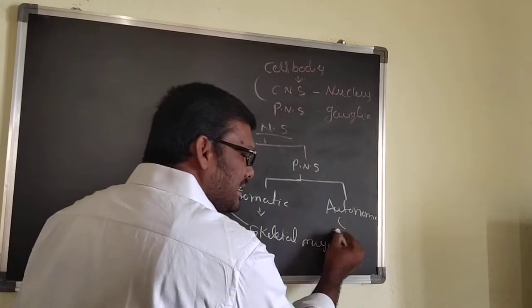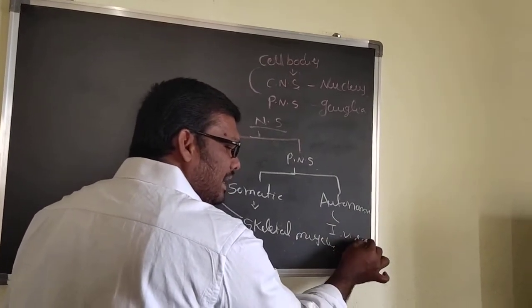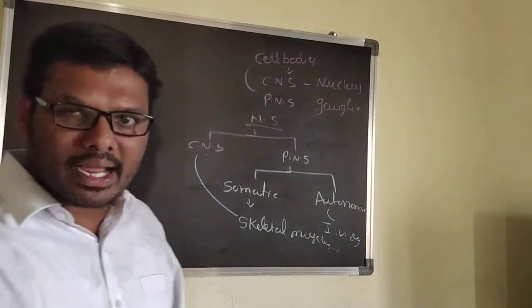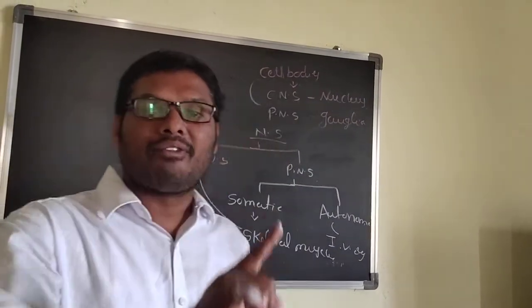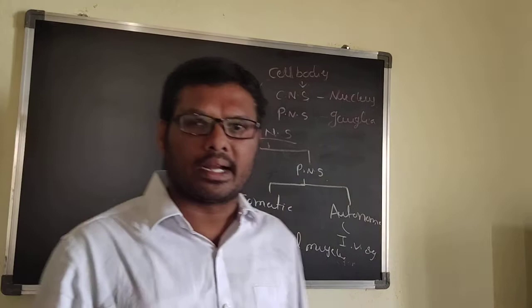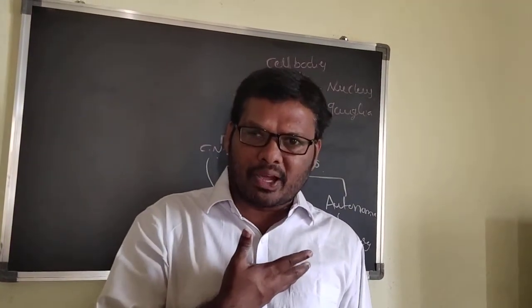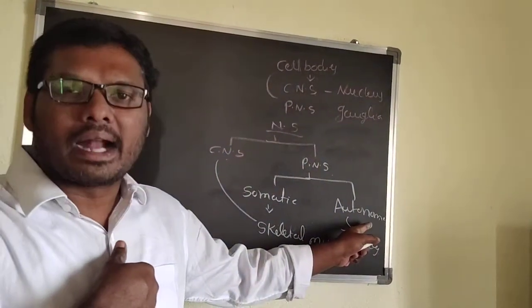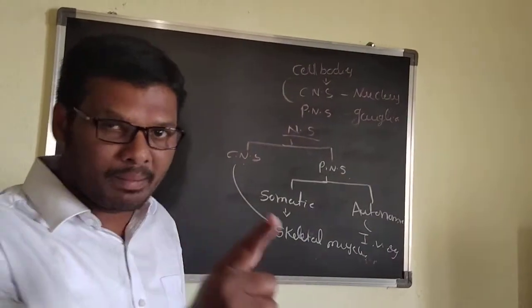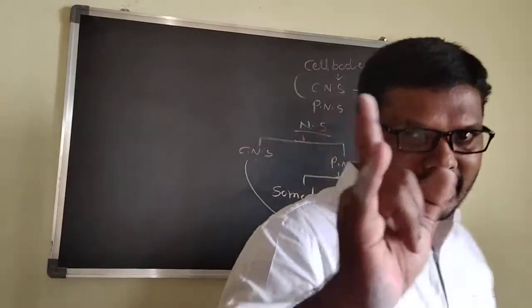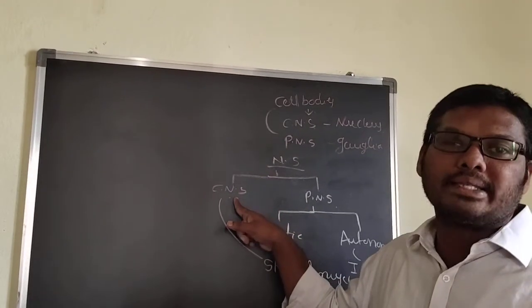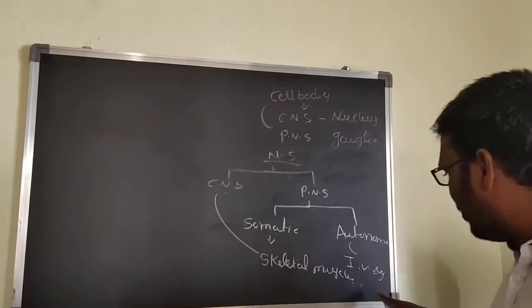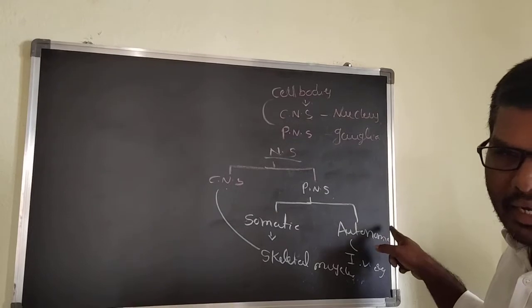It can send the signals to the involuntary organs. What are the involuntary organs? The organs that are not under our control. That type of organ is called an involuntary organ. Suppose the cardiac muscle fibers are under the control of the autonomic nervous system. Keep in mind the skeletal muscles are under the control of the somatic nervous system through the central nervous system, and the involuntary organs are controlled by the autonomic nervous system.